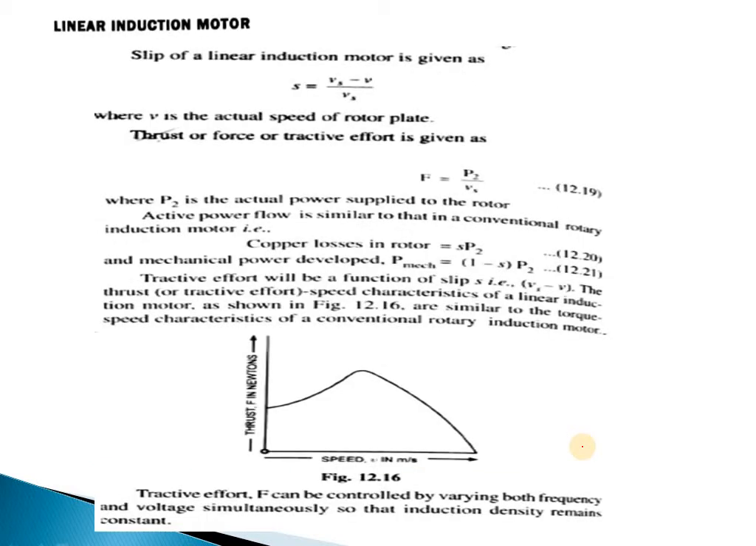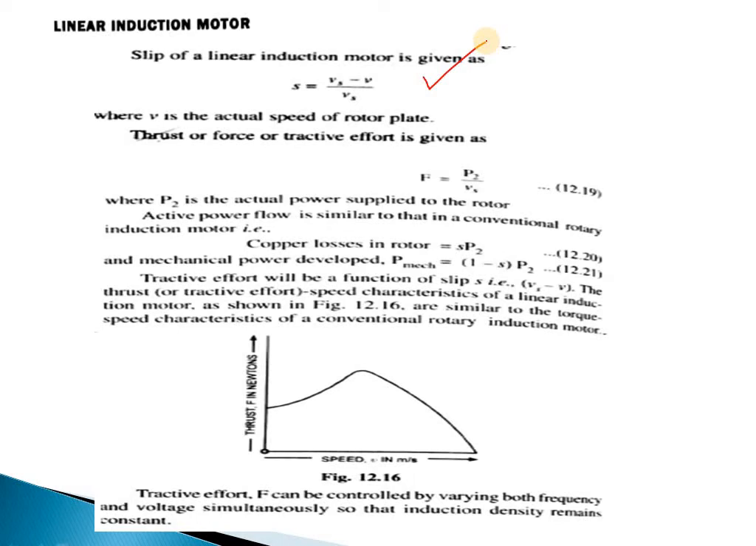Okay. Now we will highlight some features of the linear induction motor. The slip of a three-phase induction motor is (Ns minus Nr) divided by Ns, that means synchronous speed minus rotor speed divided by synchronous speed. But in case of a linear induction motor, slip is (Vs minus V) divided by Vs, where V is the actual speed of the rotor plate.